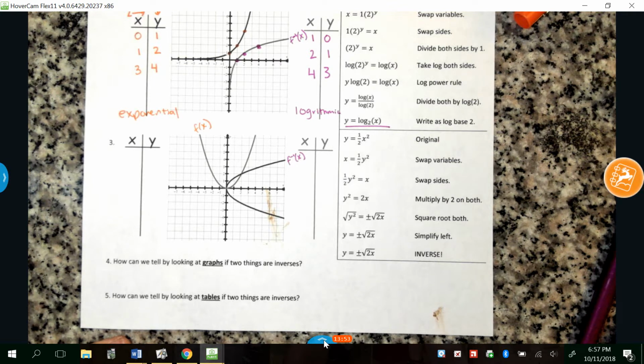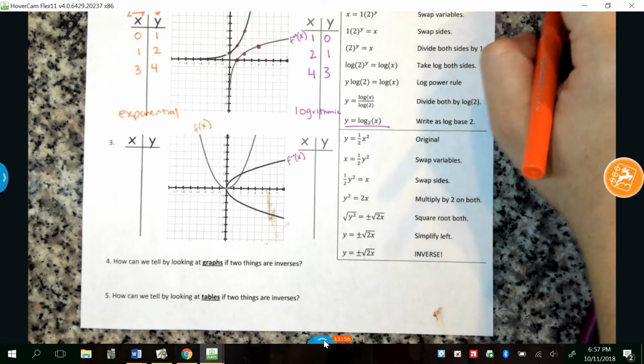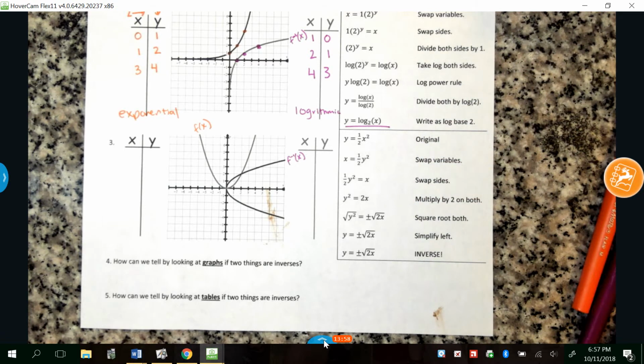So number 3, I'm going to let y'all try. I want y'all to try number 3. All of y'all should be trying number 3 right now.